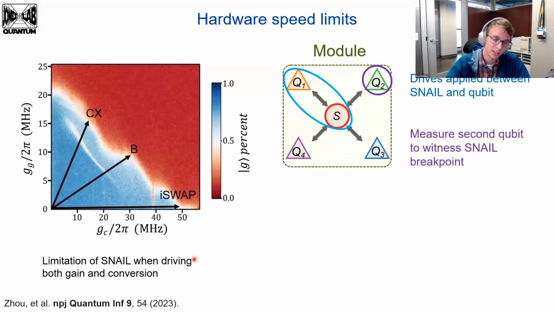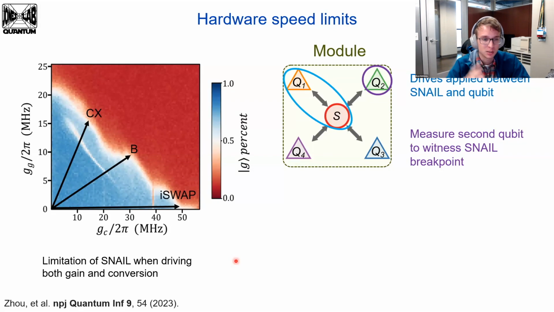And if we overlay the gates we're concerned with, the I swap, the B, and the C naught, we can see that the higher their speed limit is, the faster we could perform that gate. I also want to point out that the axes are different on this. We could drive conversion to 50 megahertz and gain to only 25 or 20 roughly. So this was also confirming to us that these types of interactions are different, and we could have a much higher speed limit for just the conversion term.